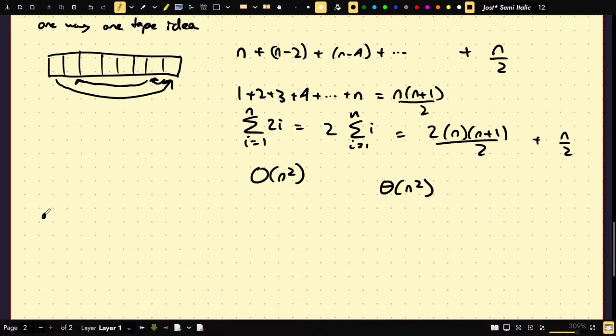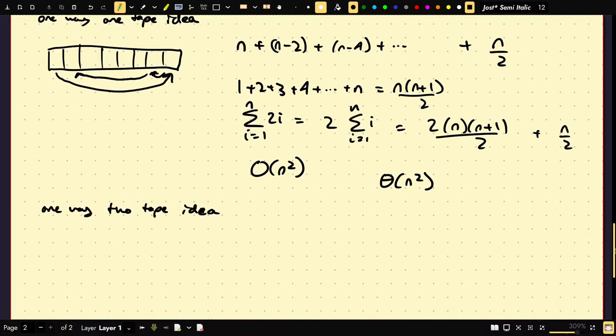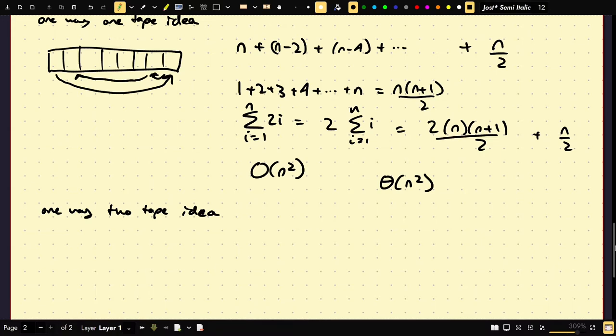Now consider the one-way two-tape idea. So we have two tapes. The first tape is initialized with the input, and the second tape is initialized with blanks. So the input is going to be here, and the second blank tape is going to be here, right? And these, by the way, are infinite.